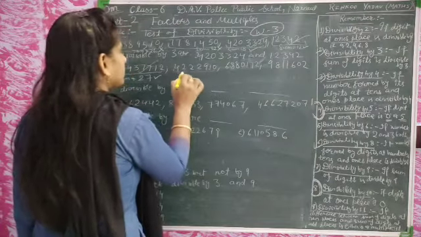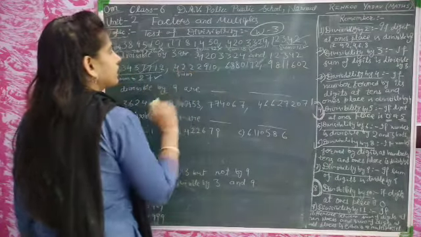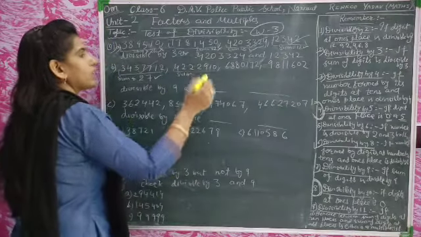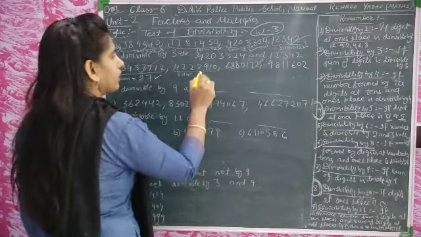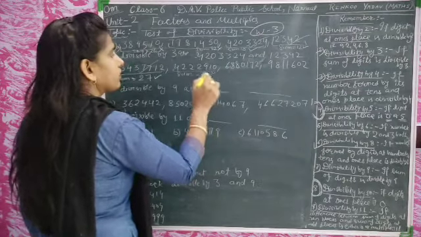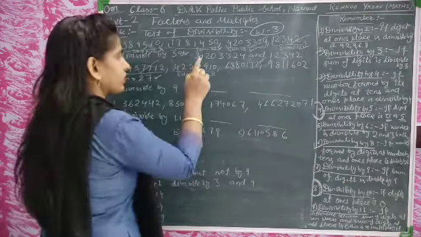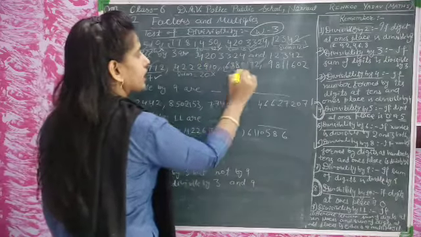Sum of this: 4 plus 2, 6. 6 plus 2, 8. 8 plus 2, 10. 10 plus 9, 19. 19 plus 1, 20 and 20 plus 0, 20. It is not divisible by 9. So this is not divisible by 9. This we will check here.